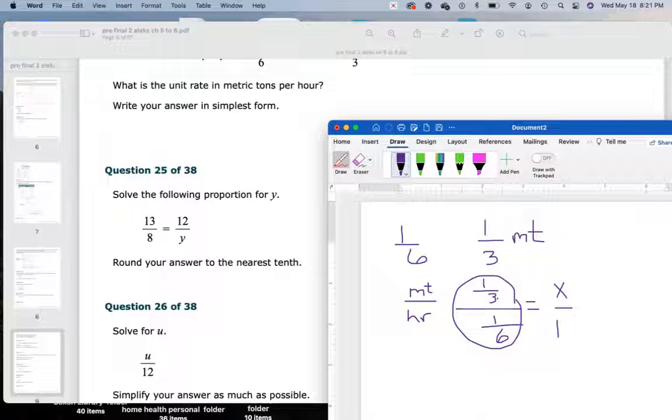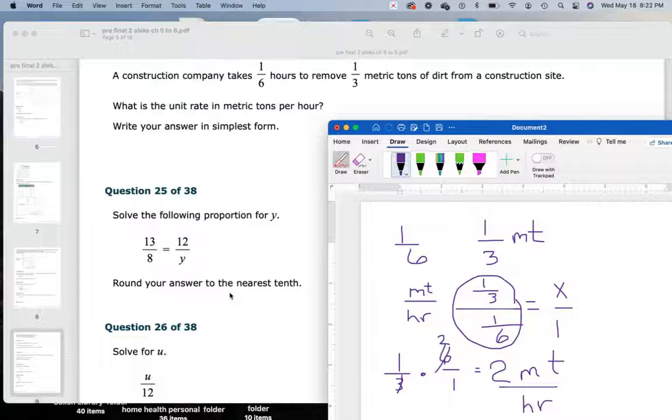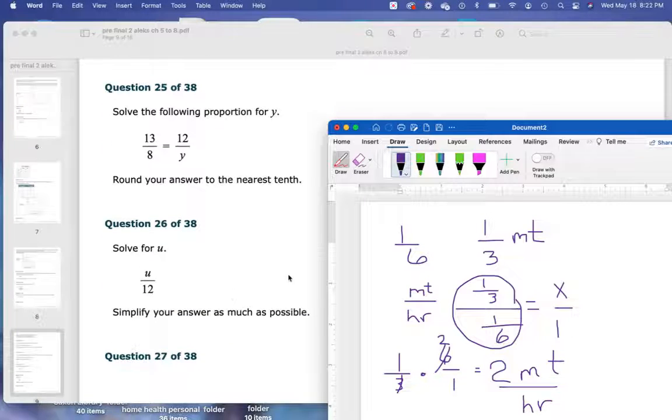So let's go ahead. When we divide 1/3 by 1/6, we multiply by the reciprocal, which is 6 over 1. And 6 and 3 cancel with a 2, leaving a 2. Okay, so it's 2 metric tons per 1 hour, or just per hour. That was number 24. Number 25.